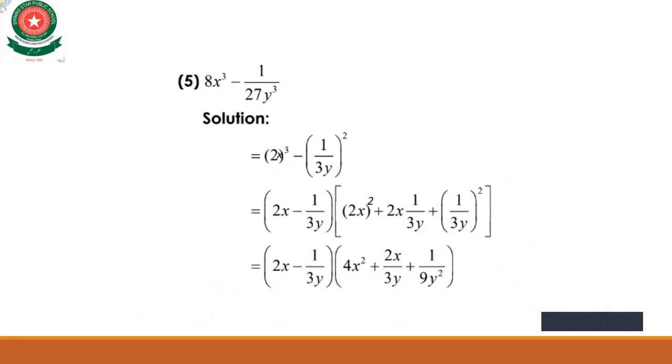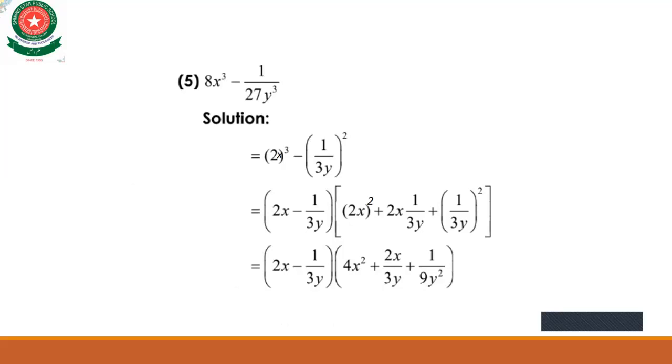Okay, let's move to our next question. 8x cube minus 27 y cube. 8x cube you can write as 2x whole cube, and you can write 27 y cube as 3y whole cube.